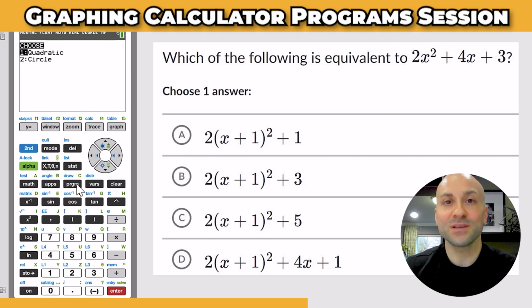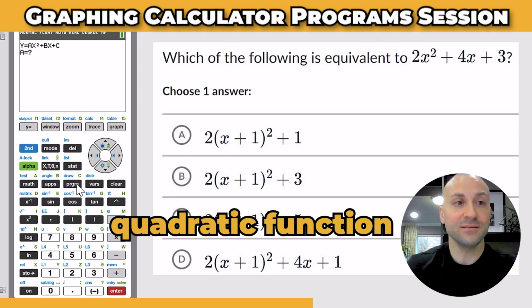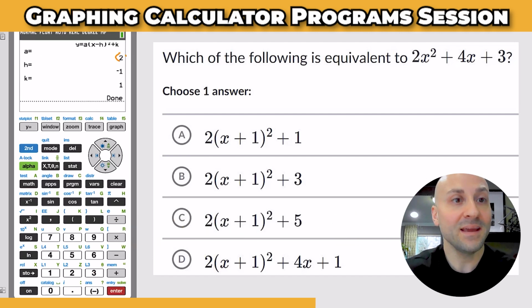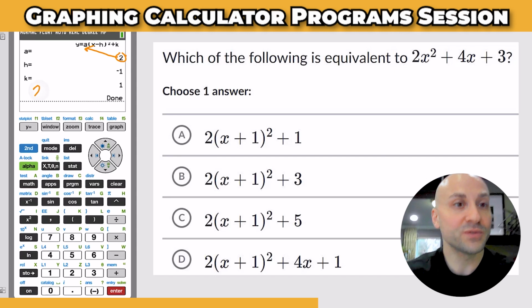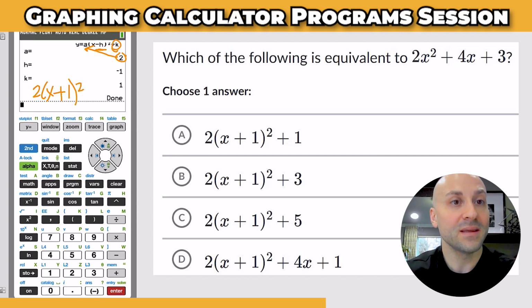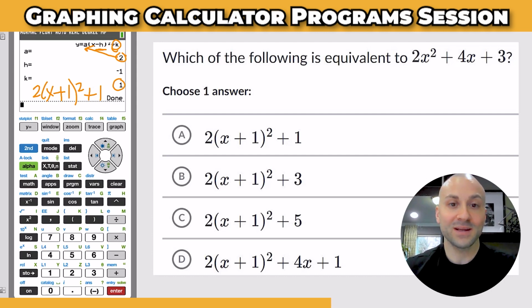Here we need to do what's called completing the square, and this is specifically a quadratic function. So I'm going to type in those coefficients, and I see that 2 goes for A. My H value, which I take the opposite of, is -1, so I put +1. And then my K value, I keep it as is, so it's +1, making the correct answer A.